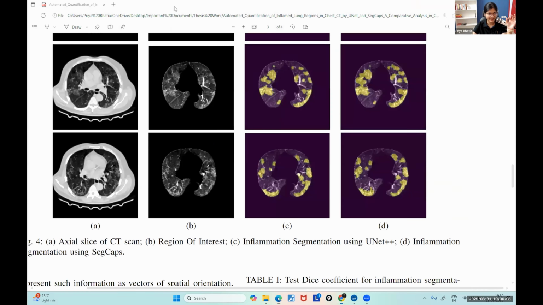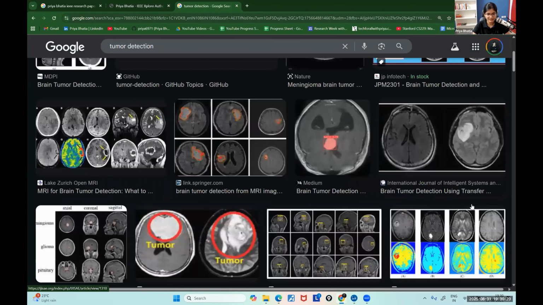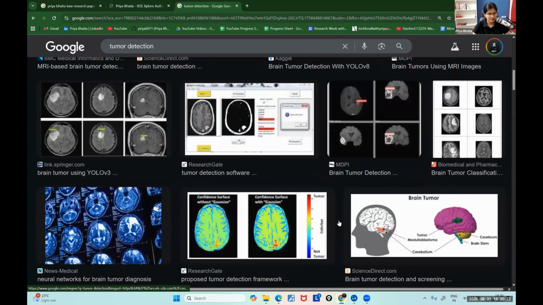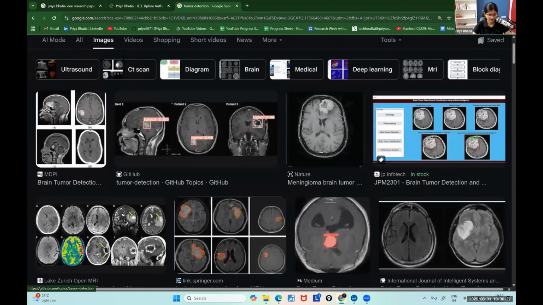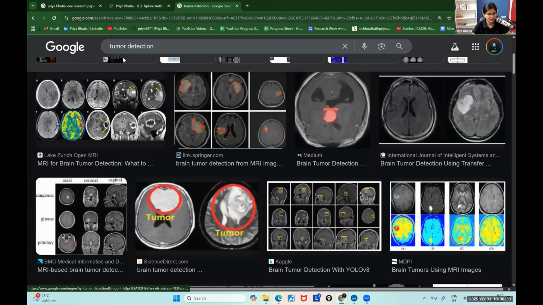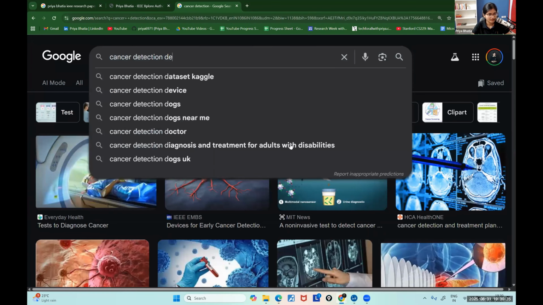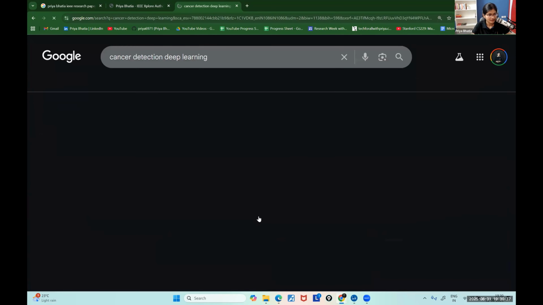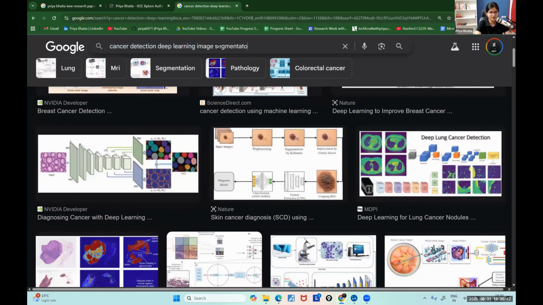Nowadays, it's very sad to say, but many people do have tumors, right? So, tumor detection, or let's say cancer detection. In deep learning, you will be able to detect the tumor using image segmentation.